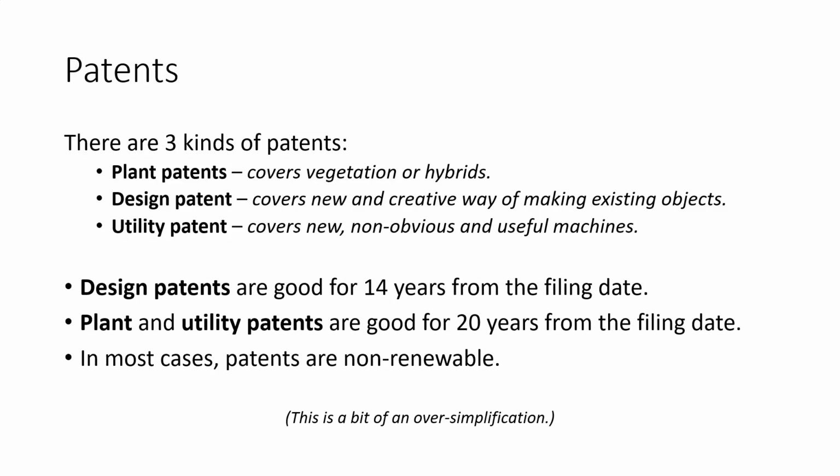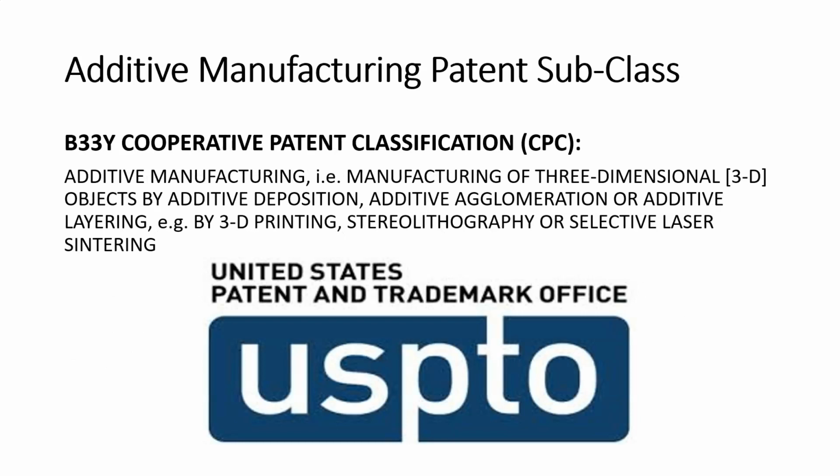In most cases, patents are not renewable. So once you exit from that exclusionary period, 14 or 20 years, depending on what type of patent you file, anybody can make that object. That thing that you invented, anybody can make it and sell it. And that's going to be a crucial factor, as we're going to see, in the shaping of the 3D printing and additive manufacturing industry. So let's keep going.